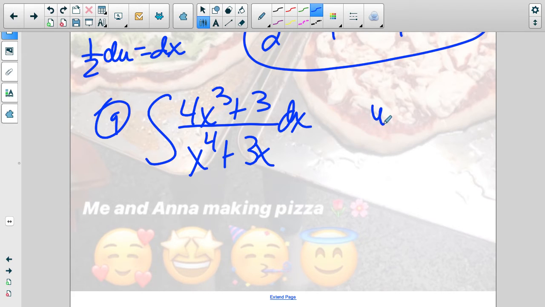So they have kind of rigged this one up. I'm not even going to finish it. I'm going to let u be x to the 4th plus 3x, and you see it's going to be a perfect fit for 1 over u. du is going to be 4x cubed plus 3. That's going to be just a perfect fit, okay? All right, so that was 9.